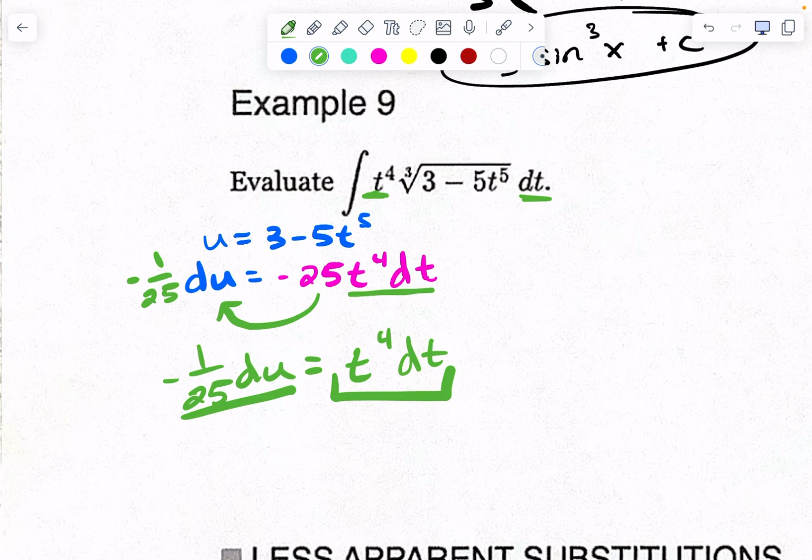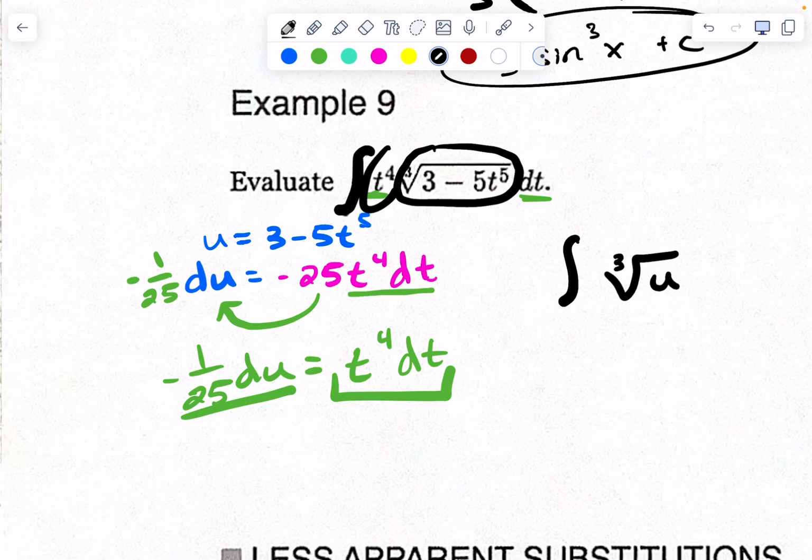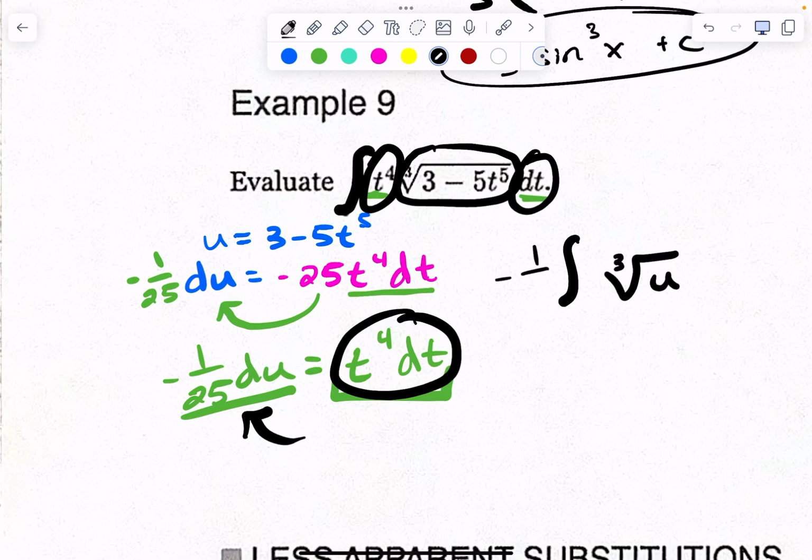Okay, so now let's plug stuff in. I have my integral symbol right here. This junk right here is u, the cubic root of u. Then t to the 4th dt is getting replaced with this junk. I'm going to throw the 1/25th on the outside, and then I have du going behind.